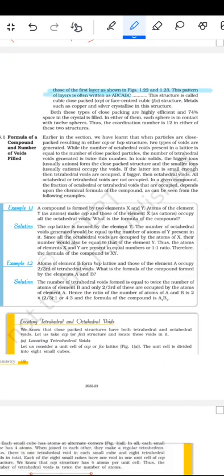This pattern of the layer is often written as ABC. This structure is called the cubic close packed CCP or the face-centered cubic FCC structure. Metals such as copper and silver crystallize in this structure. Both types of close packing are highly efficient and 74% of space in the crystal lattice is filled. In either of them, each sphere is in contact with 12 spheres, thus the coordination number is 12 in either of these two structures.